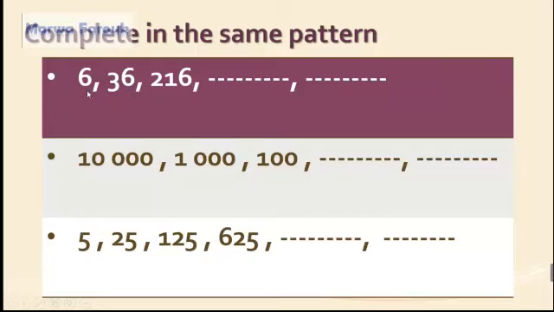So I'm going to think, how does 6 become 36? I multiplied it by what to get 36? 6 times 6. Excellent. So I'm going to multiply by 6 each time. Here I'm going to say 216 times 6 equals what? And I got the answer, it's 1296.